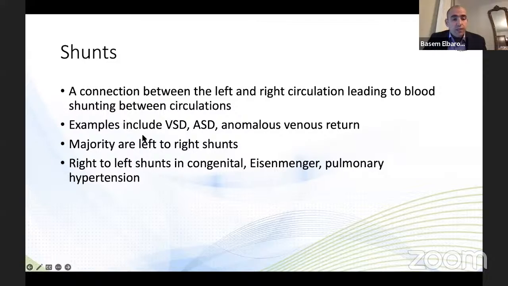Examples include VSD, ASD, anomalous venous returns, congenital ASD or VSD. Ischemic VSD is more of an emergency. The majority, as I said, are left to right shunts. The left circulation is higher in terms of pressure, so the blood will escape to the right side. Right to left shunts happen mostly in congenital patients or patients with Eisenmenger who have a shunt that has developed pulmonary hypertension.